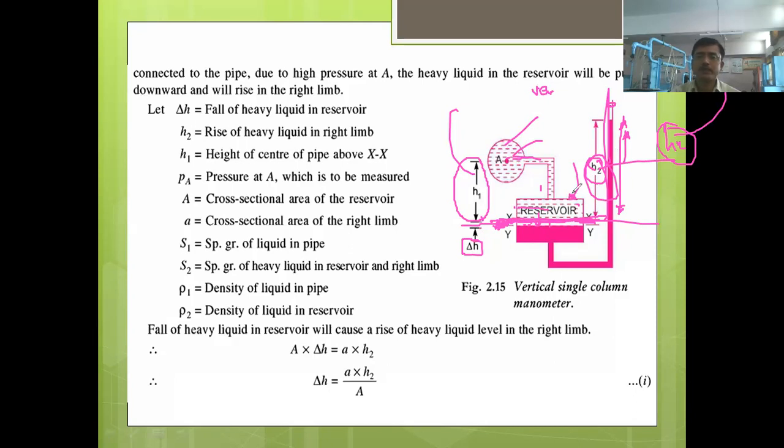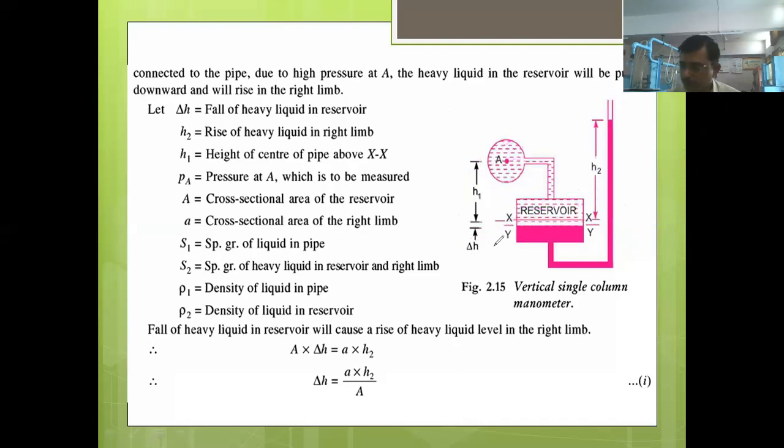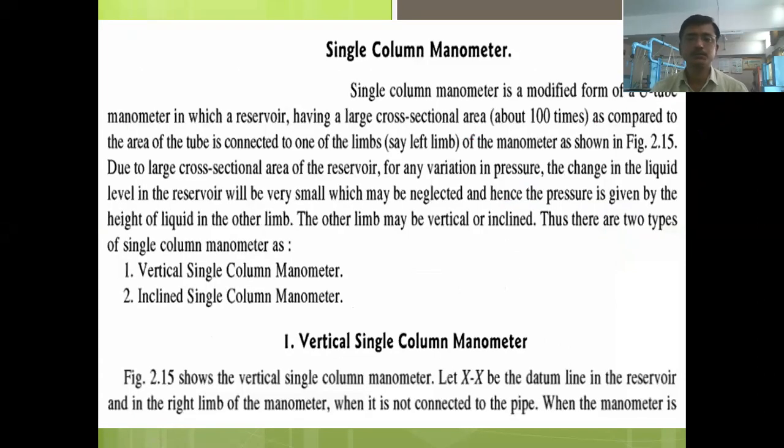So to reduce the time of calculation, scientists came up with this solution: attaching a reservoir of larger size on one of the limbs of the manometer and doing the pressure measurements. Have you got the concept or idea behind this single column manometer? Everyone?